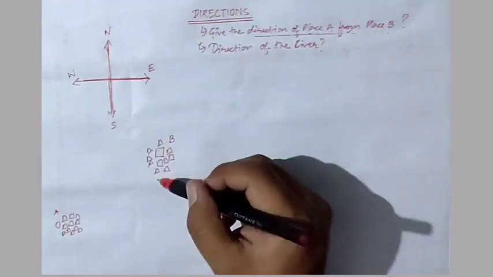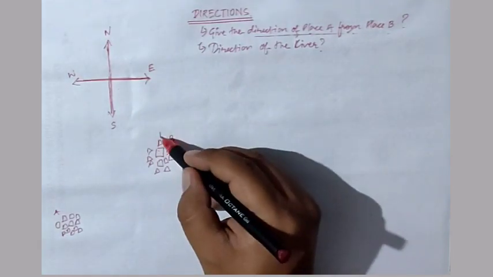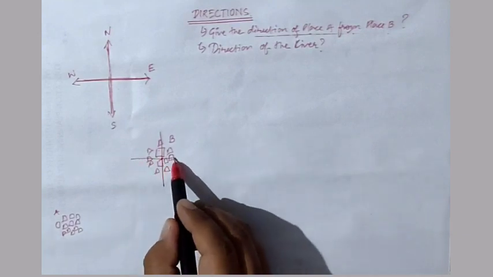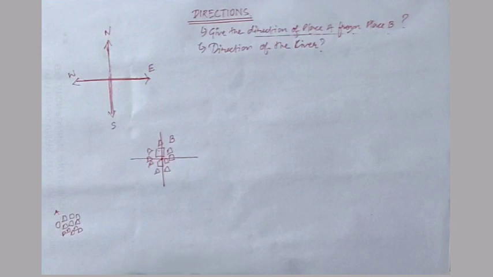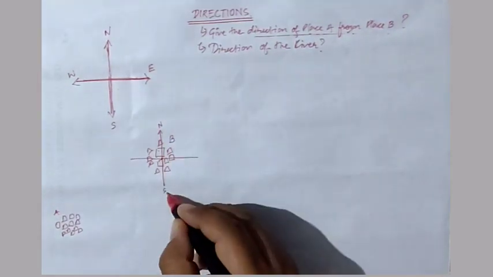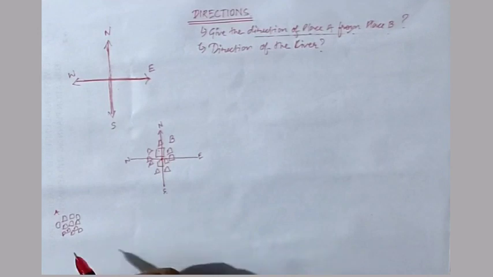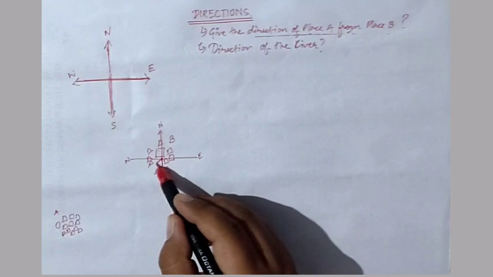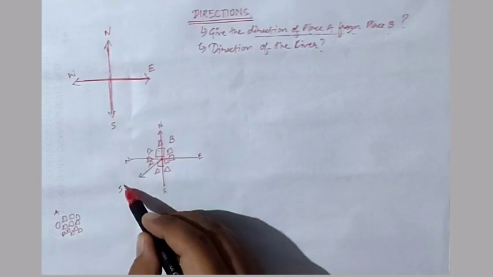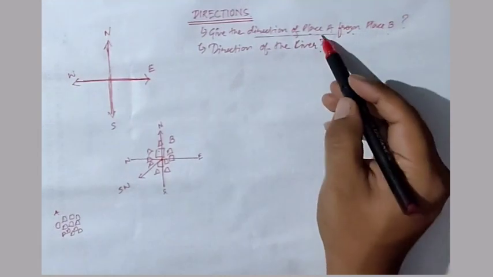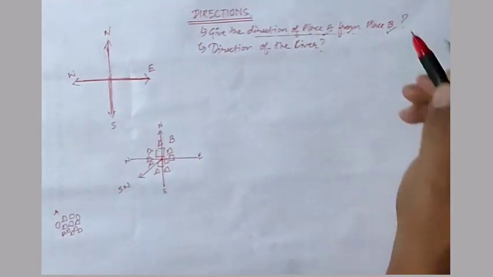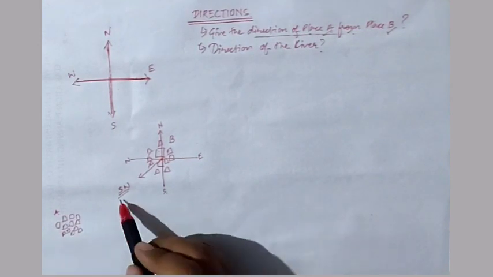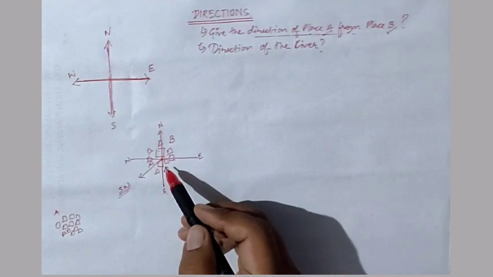Very simple. What you need to do is, with the help of a pencil and a scale, take the center of the village or the center of the settlement, and draw the cardinal directions over there. So here it's north, here is south, here is west, and here is east. As you can see, place A is falling between south and west. So in between south and west we have southwest. The direction of place A from place B is southwest, so place A is located in the southwest direction of place B. It's very simple.